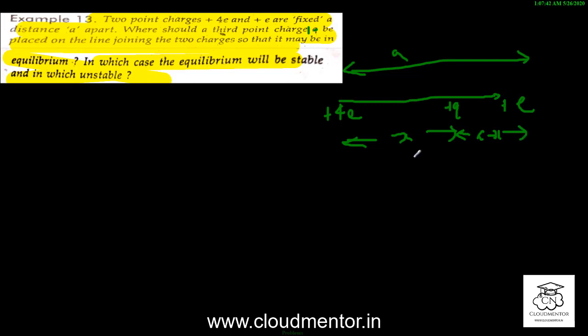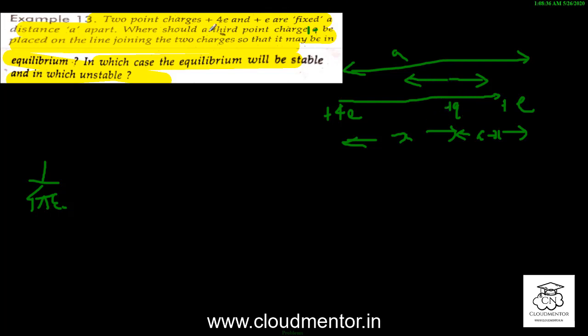So for the equilibrium of the charge plus Q, the force of repulsion F1 between plus 4e and plus Q must be equal to the force of repulsion F2 between plus e and plus Q. The force from 4e acts in one direction and the force from e acts in the opposite direction, so they must be equal for plus Q to be in equilibrium.